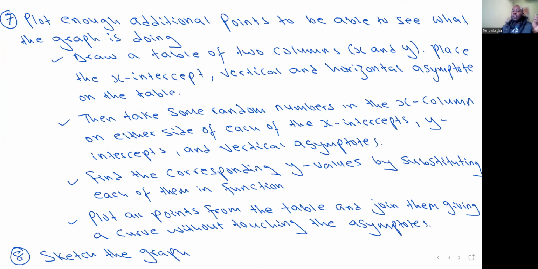Then you now plot some extra points so that you can give you the shape of the graph, just random points, okay? And after you're done, you then sketch the graph, and that will bring it to the end. Okay, so that is it for that. So I will see you in the next video. That's exponential, how to sketch exponential graphs.